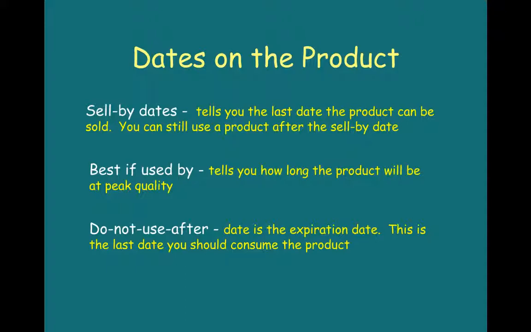Best if used by is going to tell you how long the product will be at its peak quality. Now, if you don't use the product and the best if used by date has already passed, it still can be in good quality, it's just not going to be at its peak quality. And then there's the do not use after, or the expiration date. This is the actual expiration date. This is the last day that you should consume the product.